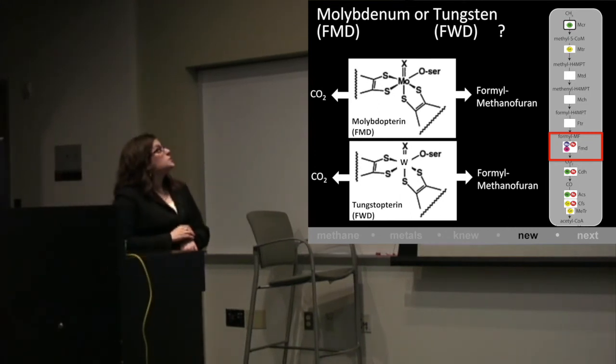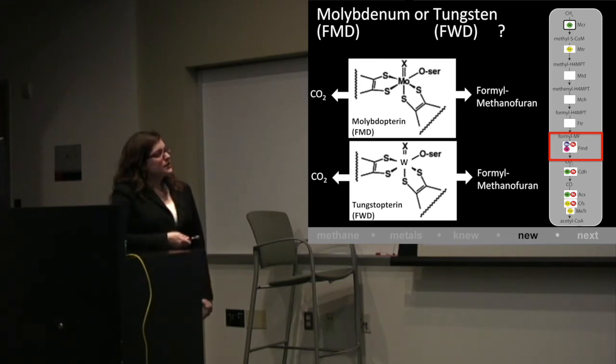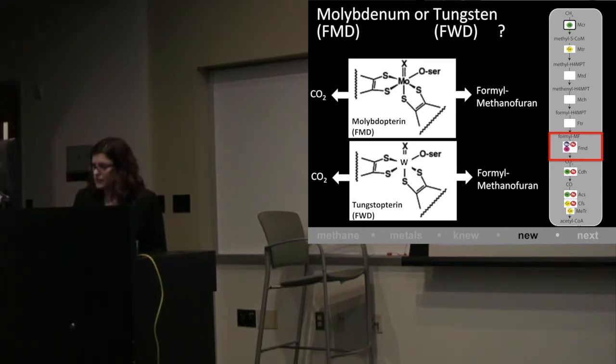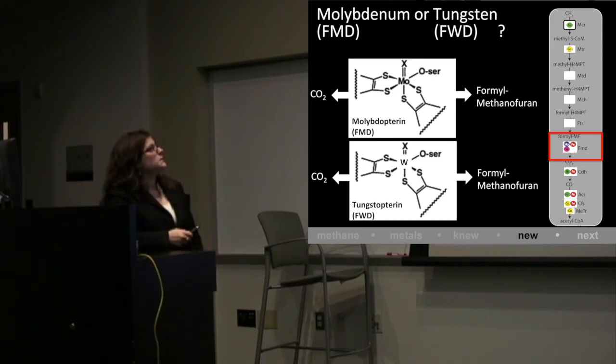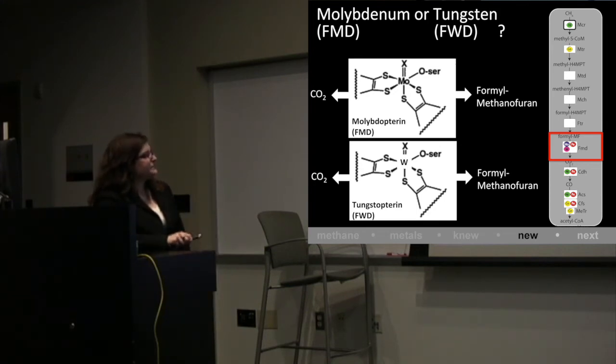So now I'm going to move on to perhaps our most exciting result from this study, which was looking at the question of this, what is the cofactor in this last enzyme in reverse methanogenesis, taking formyl methanofuran to CO2. This is the first enzyme then in methanogenesis, the last in reverse methanogenesis. And we know from the literature that this enzyme can either be molybdenum or tungsten. In the molybdenum form, it's called molybdopterin, it's the cofactor, and in the tungsten form, it's tungstopterin, so molybdenum or tungsten.